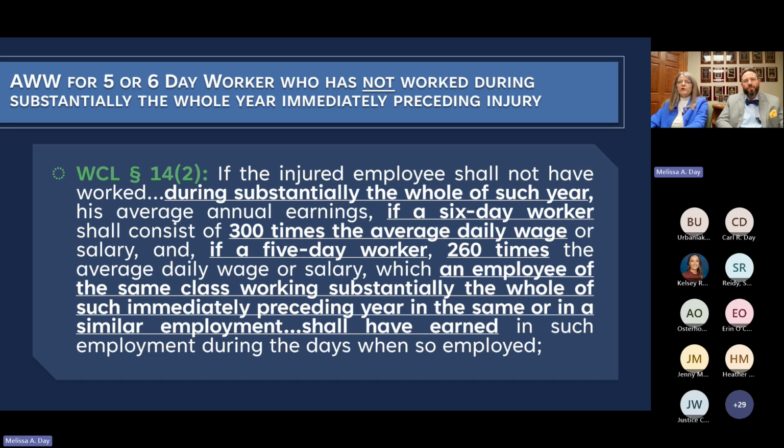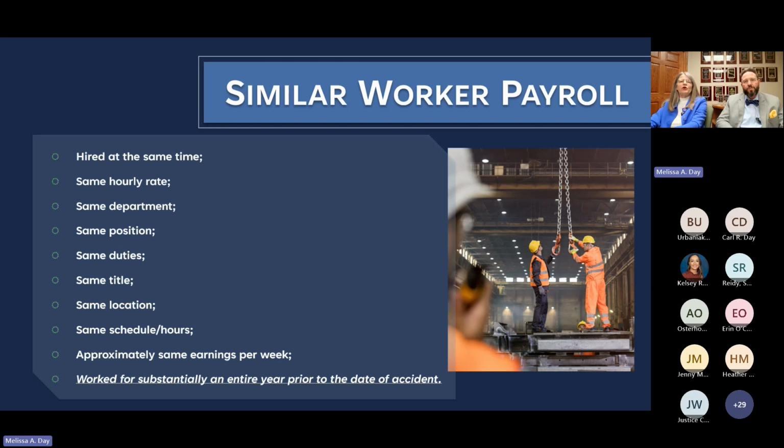If they're a 6 day per week worker, you're going to use the 300 multiple using the similar worker payroll. And if they're a 5 day per week worker, you're going to use a 260 multiple using a similar worker payroll. And the important feature of this section of the statute is the description of a similar employee. It's an employee of the same class working substantially the whole year prior to the injury in the same or similar employment.